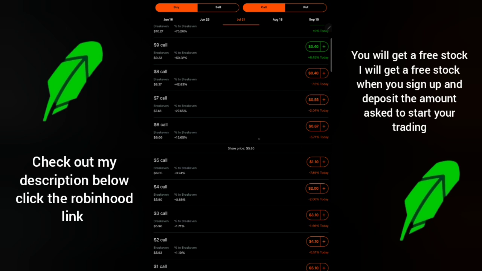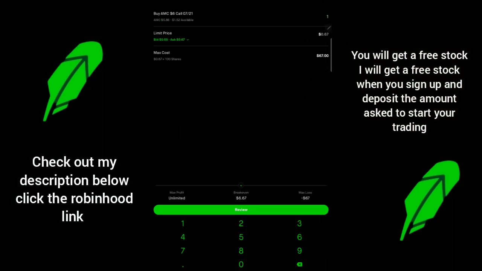Here you'll see that a $6 call, the price right now of the share price is 5.86. A $6 call is 0.67 cents per share. When you click the plus sign, you're saying that you want to buy that. And if you can see here, it says 0.67 cents, but max cost 0.67 times 100, because every contract is 100 shares. So you're actually paying $67. So when it says 67 cents, it's in dollars that you actually pay, because it's times 100.